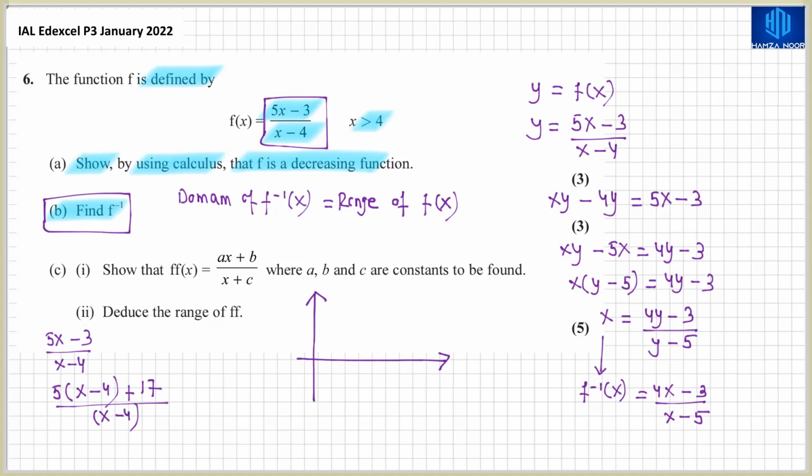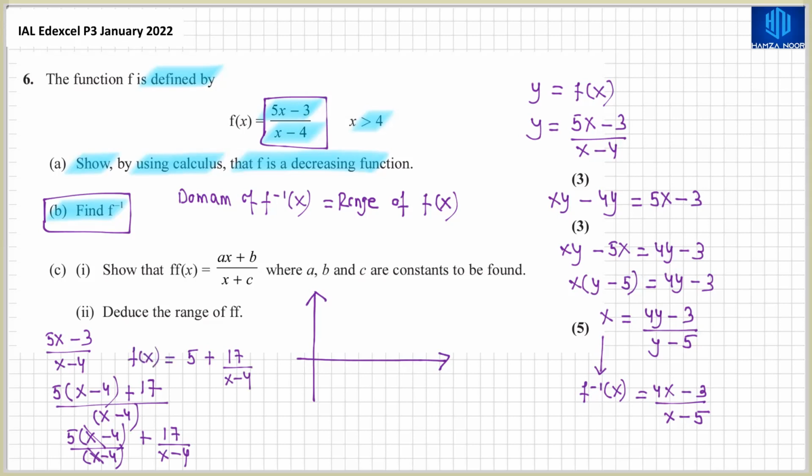So now this one single fraction, you can write it as a sum of two fractions. So 5 times (x minus 4) divided by (x minus 4) plus 17 over (x minus 4). So therefore (x minus 4) and (x minus 4) cancel out, and therefore the function f(x) in mixed fraction form is 5 plus 17 divided by (x minus 4). So now this is the f(x) function.